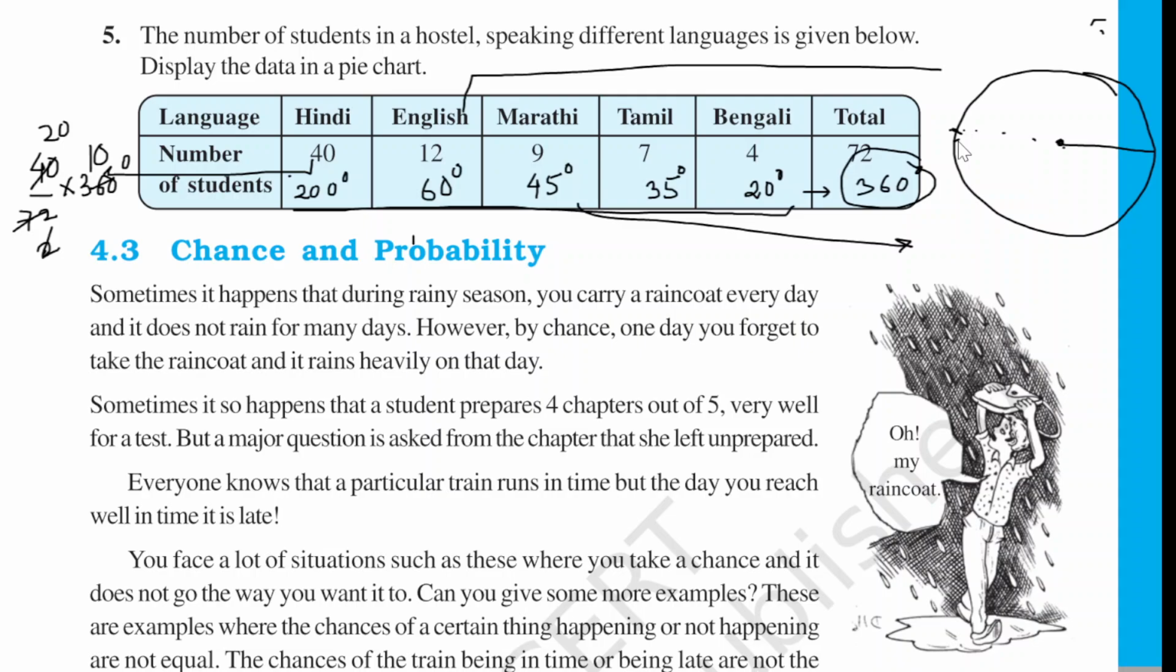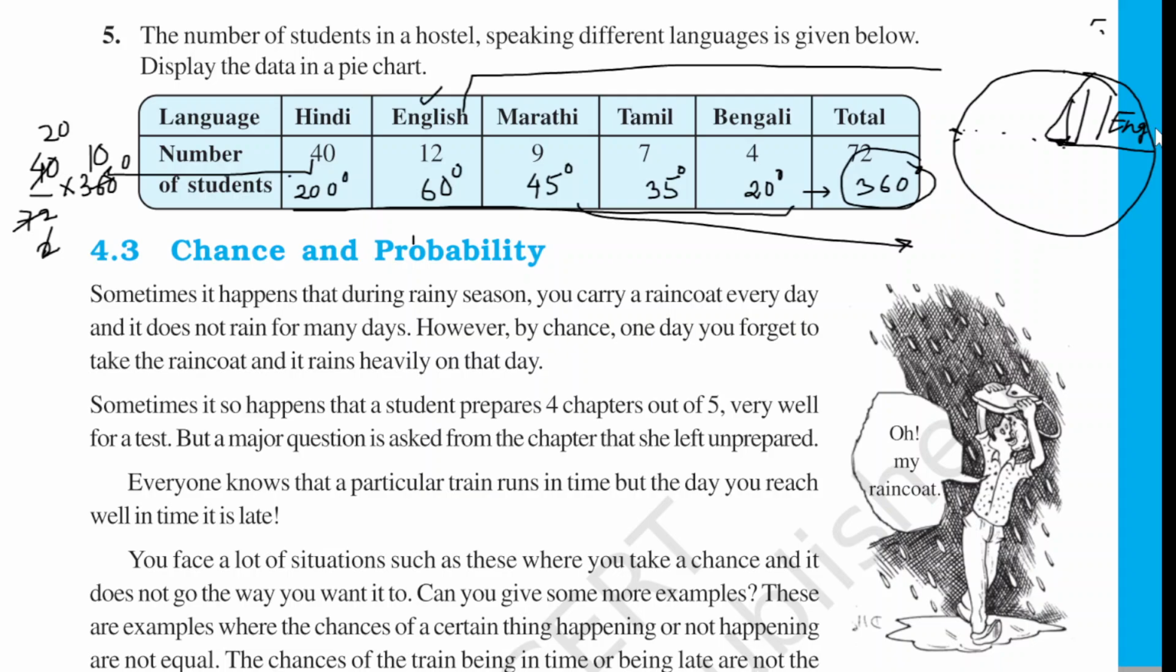We can also move in the other way. It's not necessary that we start from this proportion or this series. We will first draw 60 degrees for English. We will keep our protractor here, so 60 degrees will be found something like this. So this is our English.